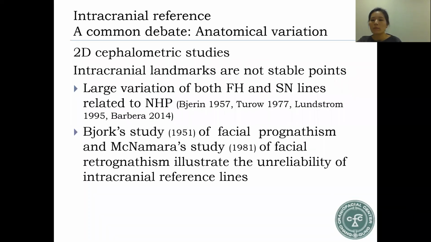A common debate of intracranial reference is the anatomical variation. Earlier 2D cephalometric studies have reported that intracranial landmarks are not stable points. The most famous FH plane has been reported as not suitable for being a reference plane because of the large biological variation in its inclination. And both prospective and retrospective studies show that intracranial reference lines are not so reliable.